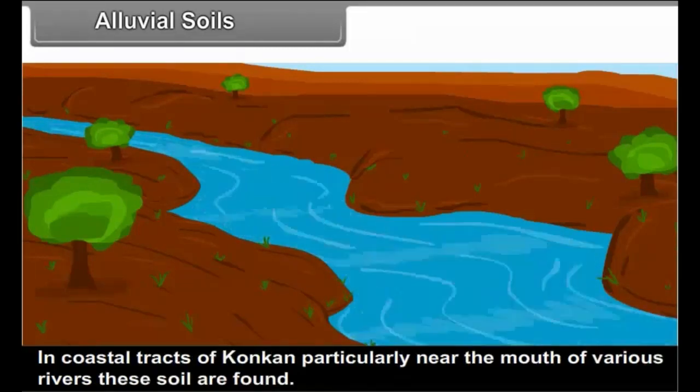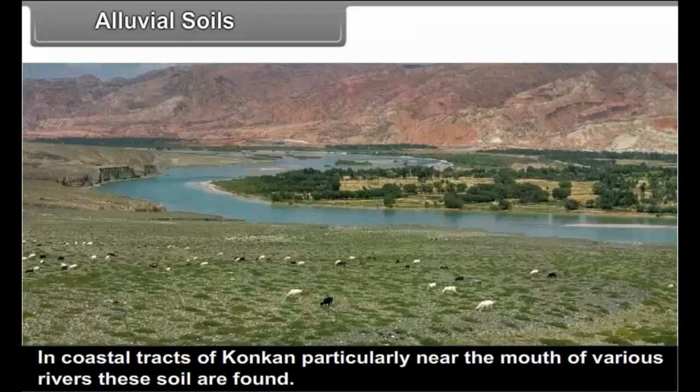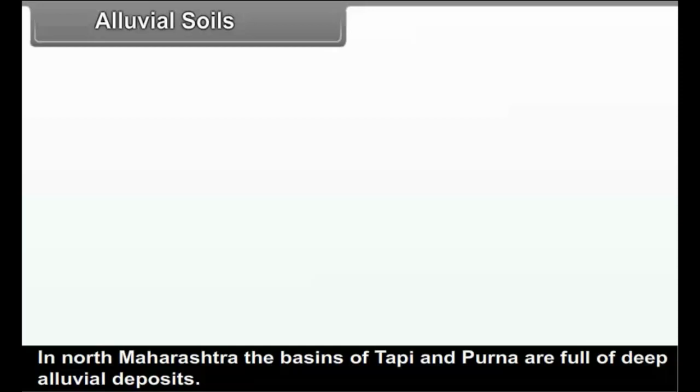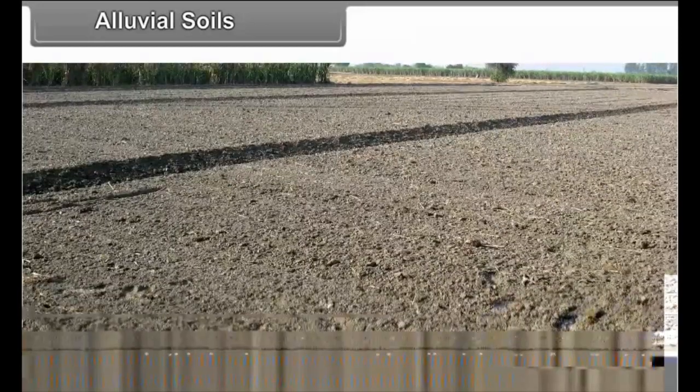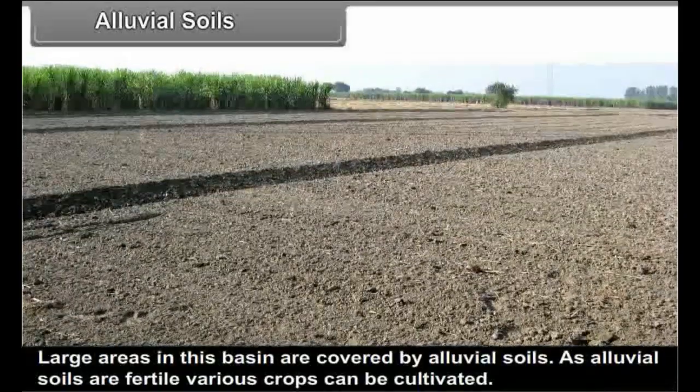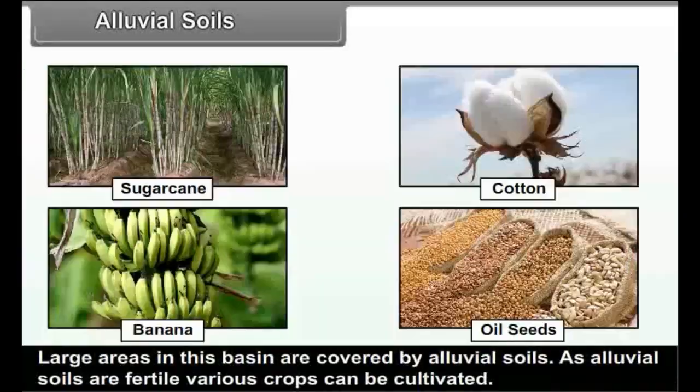In coastal tracts of Konkan, particularly near the mouth of various rivers, these soils are found. In North Maharashtra, the basins of Tapi and Purna are full of deep alluvial deposits. Large areas in this basin are covered by alluvial soils. As alluvial soils are fertile, various crops can be cultivated.